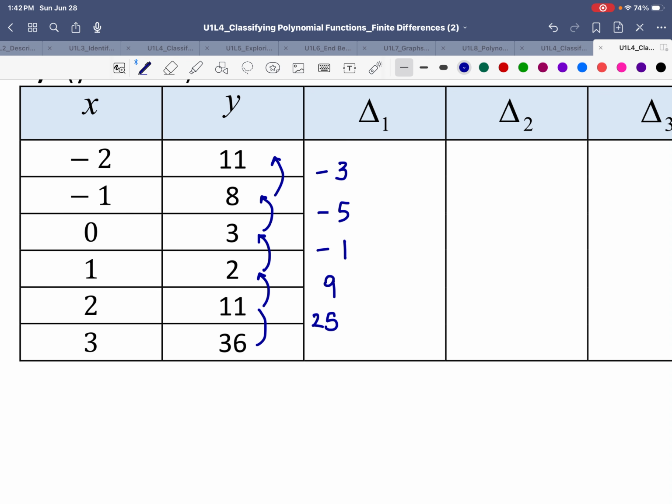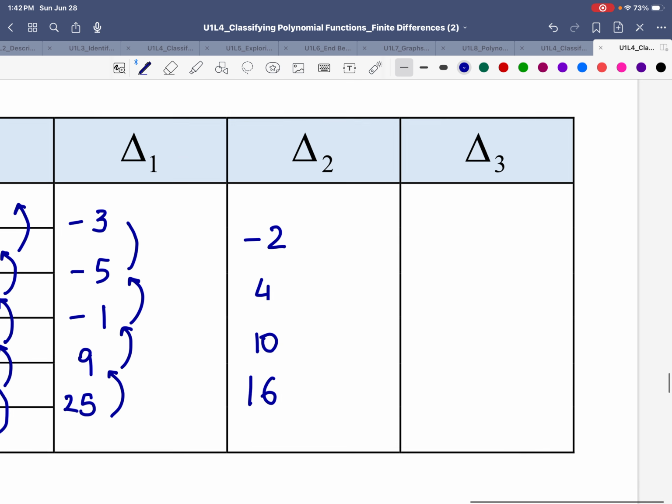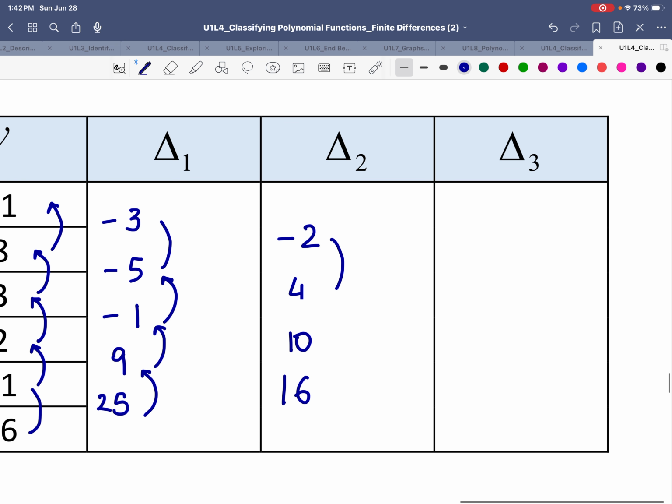Now we're going to do second differences. Negative 5 minus negative 3, negative 2. Negative 1 minus negative 5, that's going to be a positive 4. 9 minus negative 1, that's a 10. And 25 minus 9 is equal to 16. So again, second differences are not constant. Let's check the third differences. We have 4 minus negative 2 is 6. 10 minus 4 is 6, and 16 minus 10 is also 6.